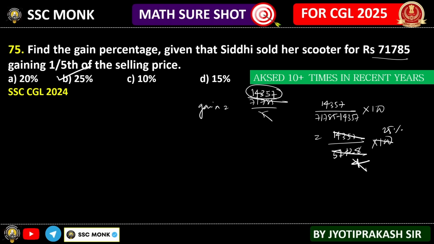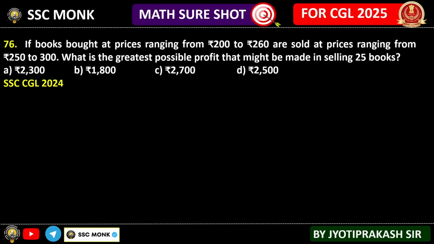So 25 is working. Next, if books bought at a price ranging from 200 to 260 are sold at a price ranging from 250 to 300, what is the greatest possible profit that might be made on selling 25 books? So let's say 200 rupees books are sold at 300 rupees. So for each book the profit was 100 rupees. So total profit can be possible 2500.